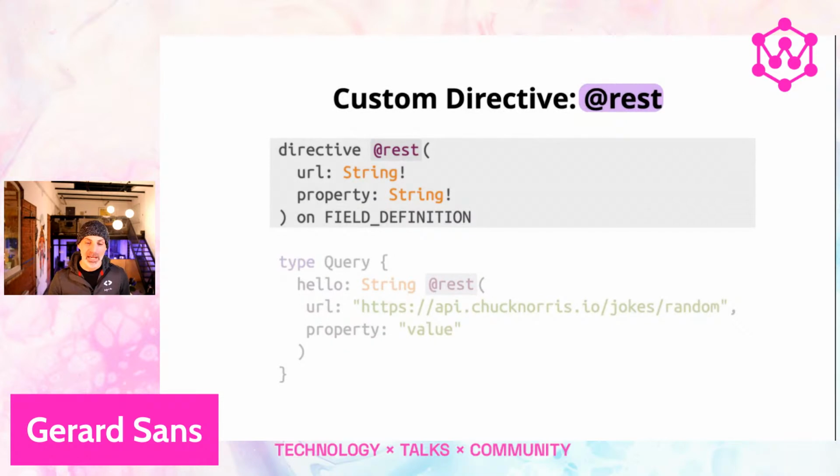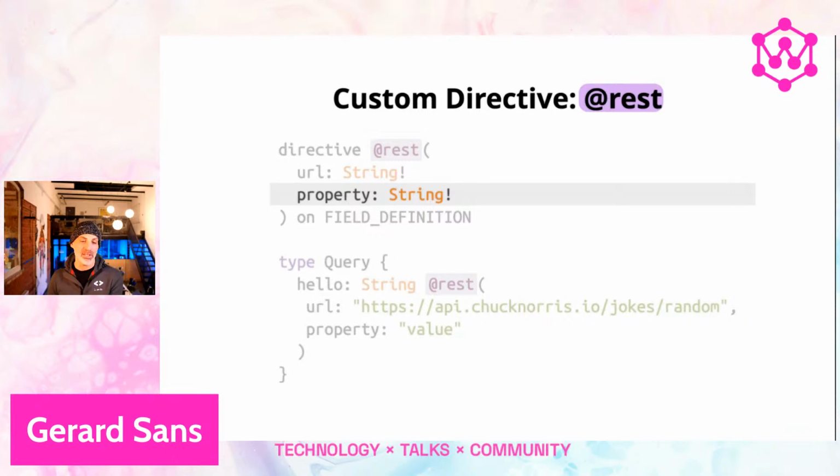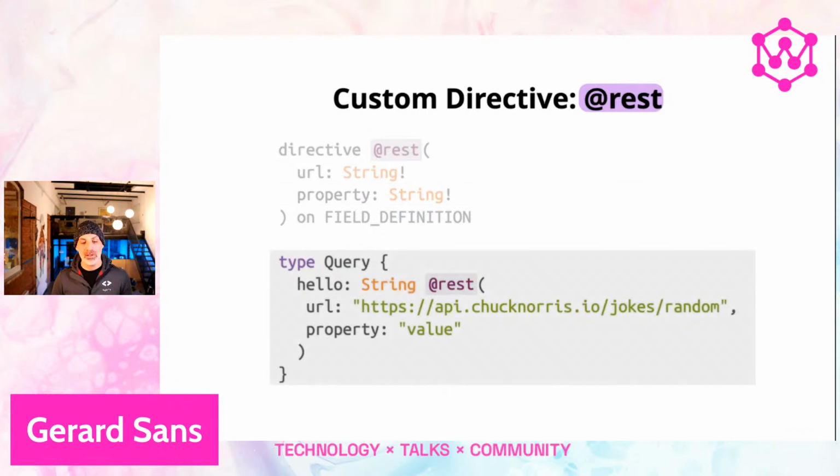First, we are going to define the directive as we saw before. So we use directive. I'm going to call it rest, and it's going to use two arguments. The first one is going to be the URL, so it's mandatory. And the second argument is going to provide the property. As we saw on the JSON, I'm going to use the property value, because it contains the joke. I'm going to use it on a field, and this is how it's going to look.